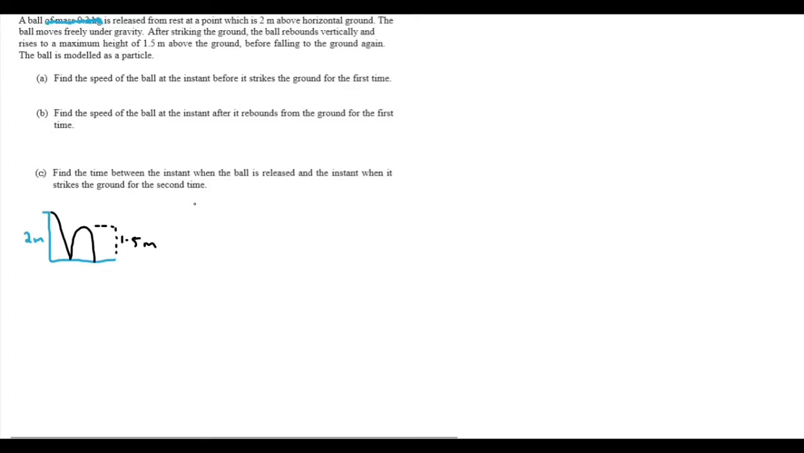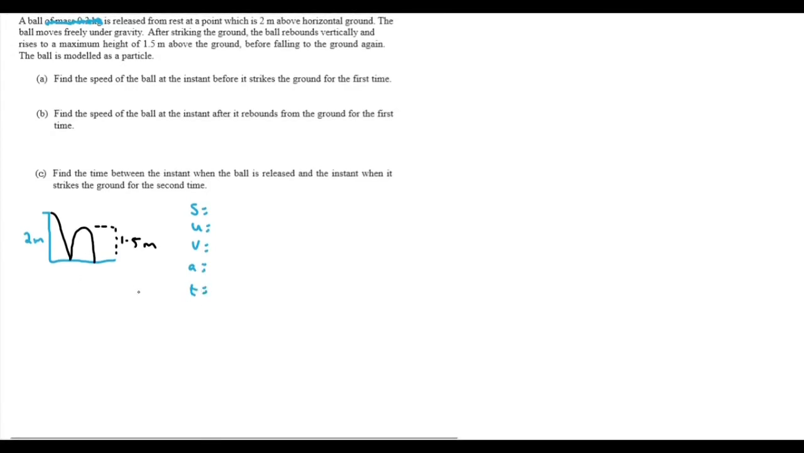So if we construct a SUVAT for that, so S, U, V, A, and T. Once again, I'm going to take upwards as positive. Some may prefer to use down as positive in this case because the initial motion is down, otherwise in my version it's going to be all negatives, but I personally prefer to always keep upwards as positive just because it's consistent. So here, we're starting above the ground and dropping down to it, a height of 2 meters, so our displacement to when it hits the ground is -2.